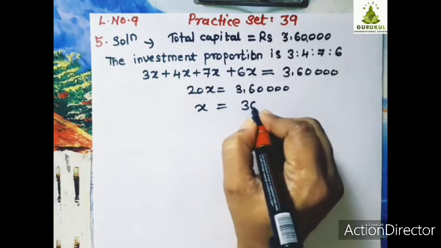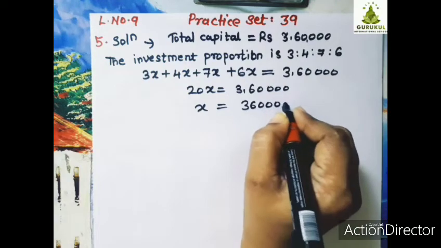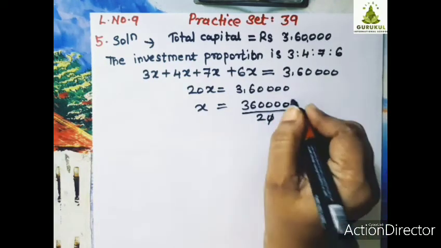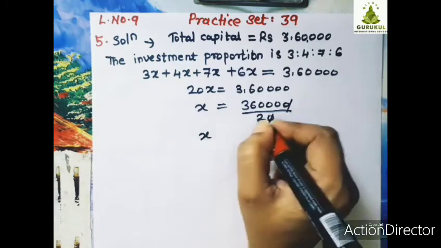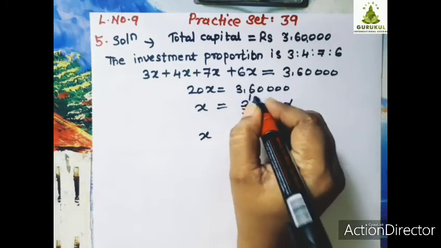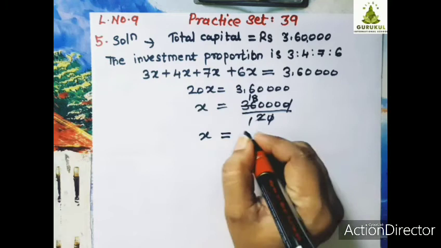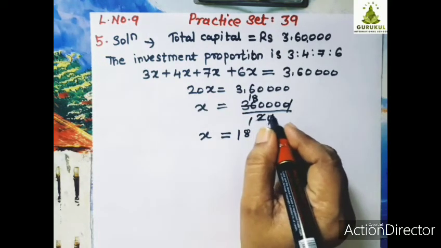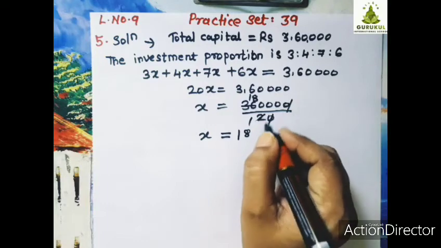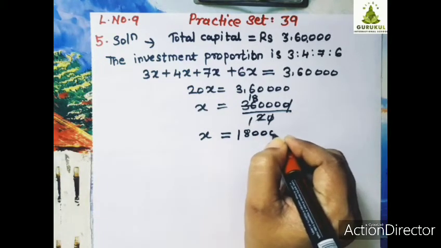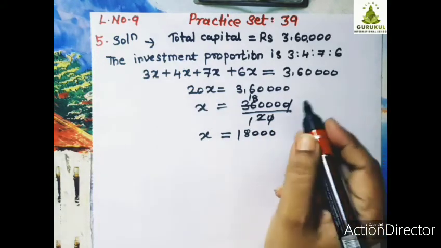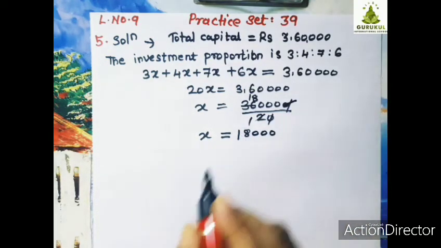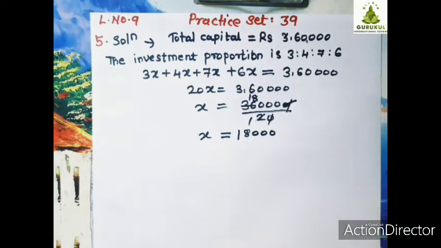Now find out the value of x. So 3,60,000 divided by 20. Do the division. So 2 ones are 2, 2 18s are 36. So it is 18,000. Now cancel this 0 properly. So x is equal to 18,000.